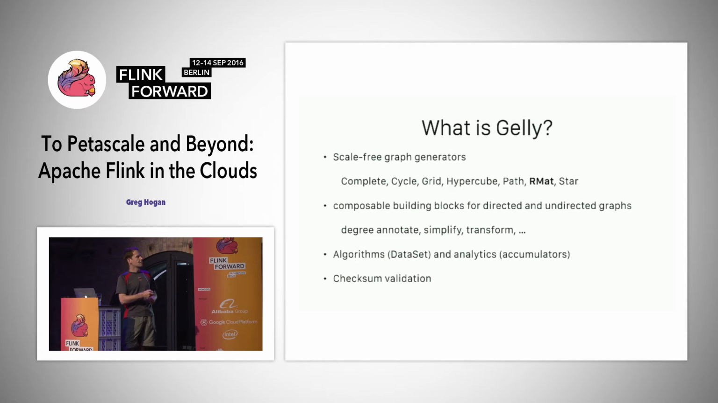We've also built out a set of composable building blocks. These are mostly for degree annotation, which is used for numerous algorithms. We have ways to simplify graphs if you have duplicate edges, duplicate vertices, and also ways to transform graph types generically. We've added a collection of algorithms, but also added this idea of an analytic that we'll talk about. And lastly, there's this idea, I think one of my first commits, of how we can take a data set and validate it, and I actually discovered later that TeraSort with Hadoop had essentially done the same thing.